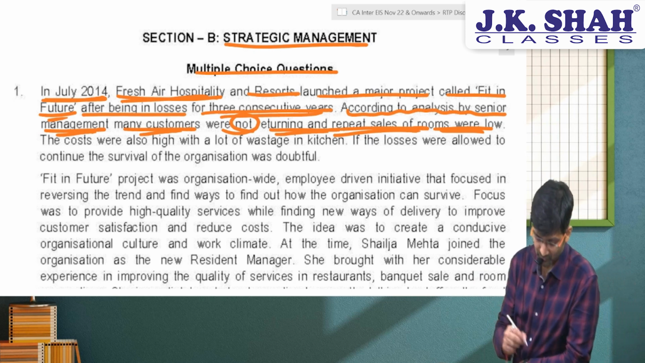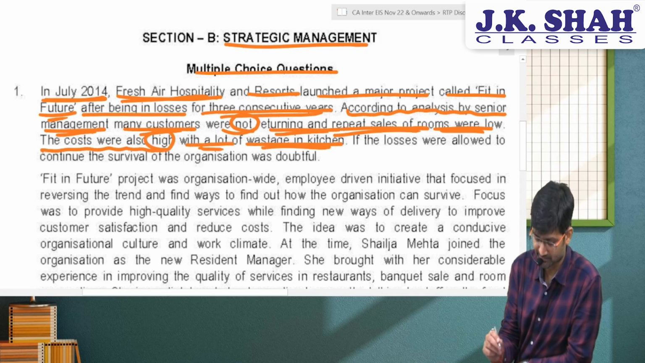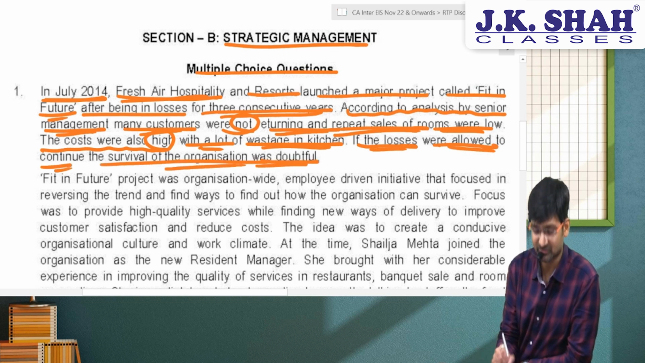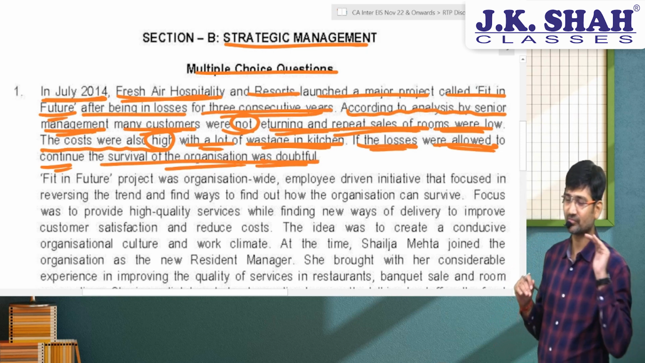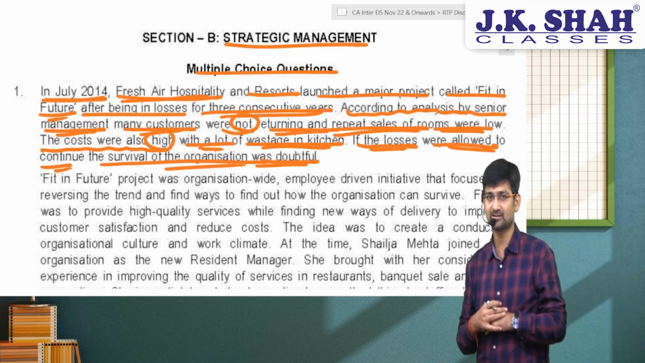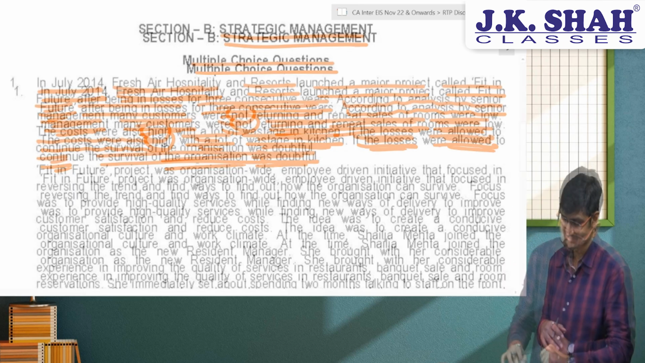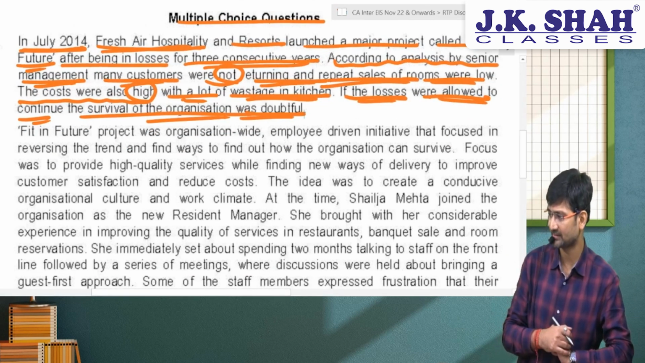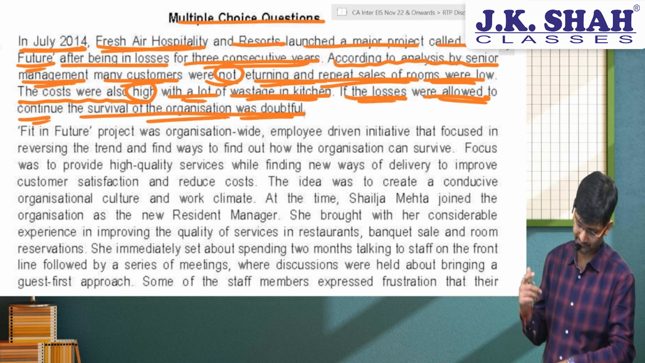The costs were also high, with a lot of wastage in kitchens. If the losses were allowed to continue, the survival of the organization was doubtful. So it clearly tells you that from here onwards, if you did not do anything, you would ultimately have to shut down the business. This is taking you towards retrenchments. Your positions are declining, so you will have to do something like a retrenchment. Which part of retrenchment we'll discuss.